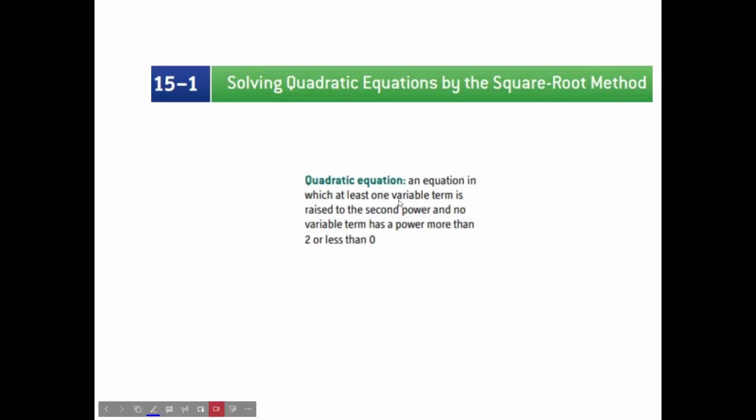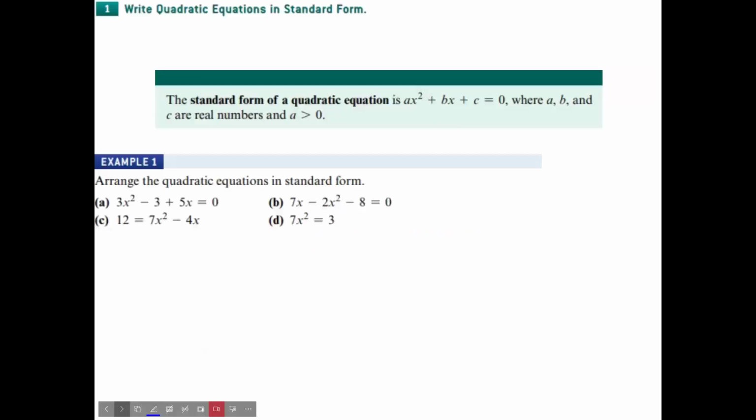So, what is a quadratic equation? An equation in which at least one variable term is raised to the second power, and no variable term has a power more than 2 or less than 0. Right? Okay. So the standard form of a quadratic equation is this: ax squared plus bx plus c equals 0, where a, b, and c are real numbers and a is more than 0. Right, so if it's not, you multiply by -1.